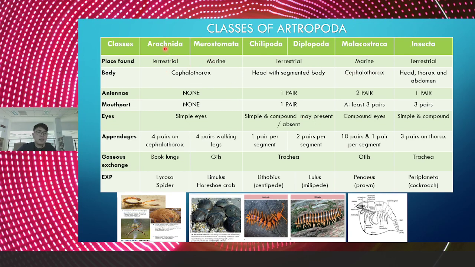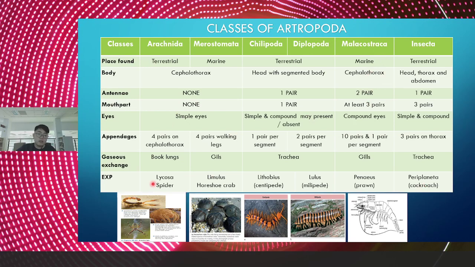Okay, Arachnida. If you see this table, I have already made a very simple table compared to the Oxford book. I have tried my best to make it as simple as possible. I don't need to explain the structure first, I will use the example first.